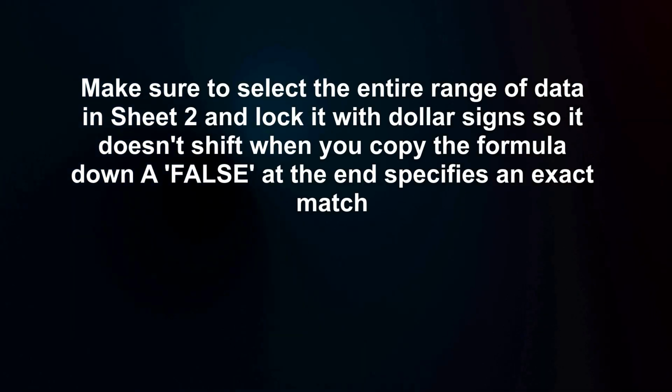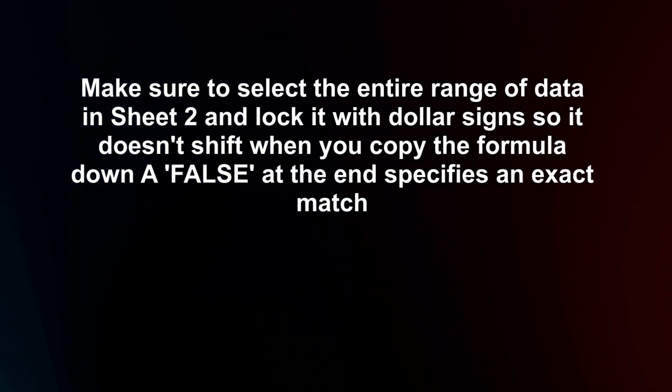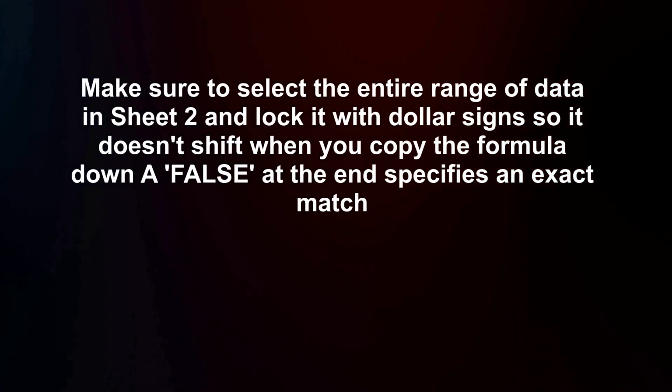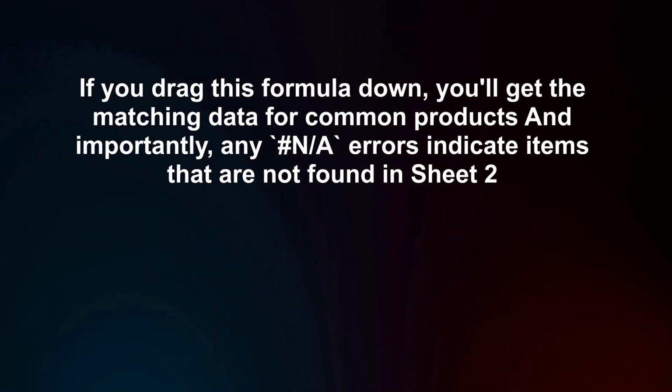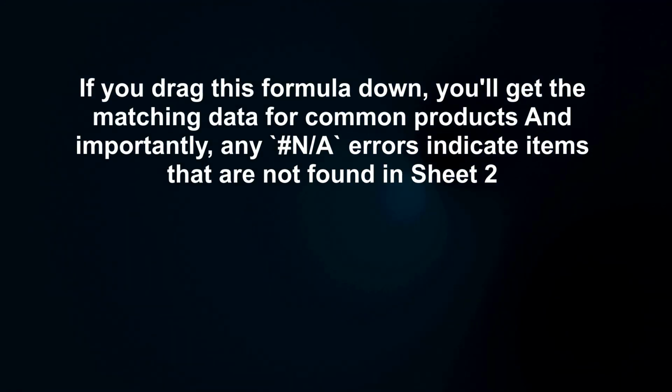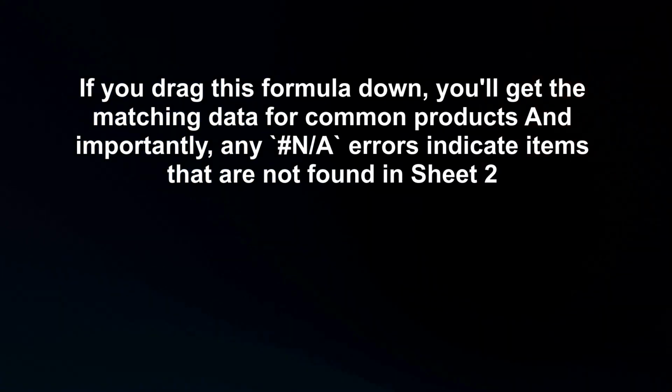Make sure to select the entire range of data in Sheet 2 and lock it with the $ sign so it doesn't shift when you copy the formula down. A FALSE at the end specifies an exact match. If you drag this formula down, you'll get the matching data for common products and, importantly, any errors indicate items that are not found in Sheet 2.